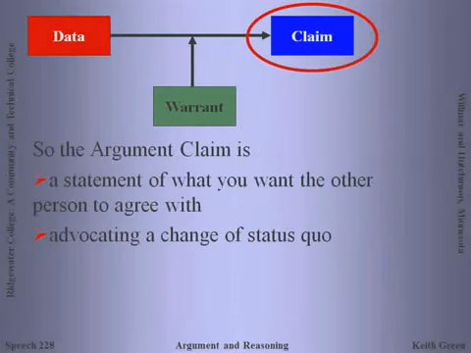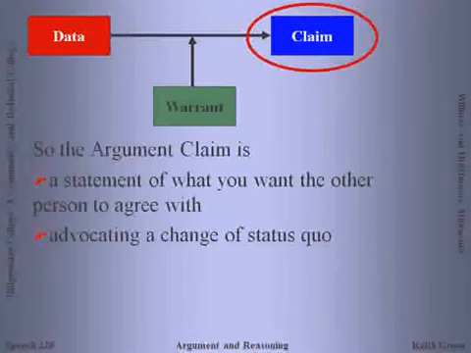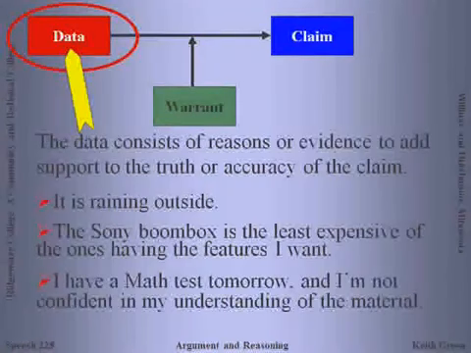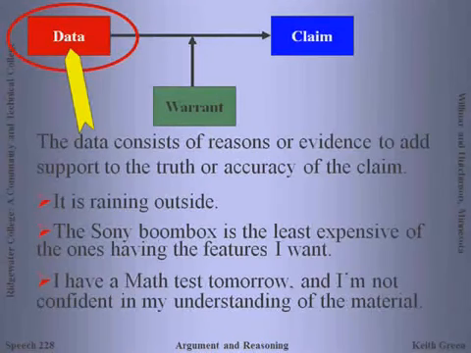So the argument claim is a statement of what you want the other person to agree to, and it's advocating a change of the status quo. It's a change of what we assume to be true. So the data consists of the reasons or evidence to add support to the truth or accuracy of the claim.